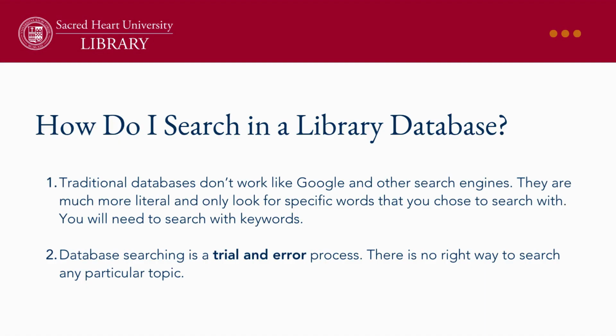Second, database searching is a trial and error process. There is no right way to search for any particular topic. You may find that some search term combinations will give you too many search results. Some search term combinations might give you too few search results. That is okay. It is a completely normal part of the process.